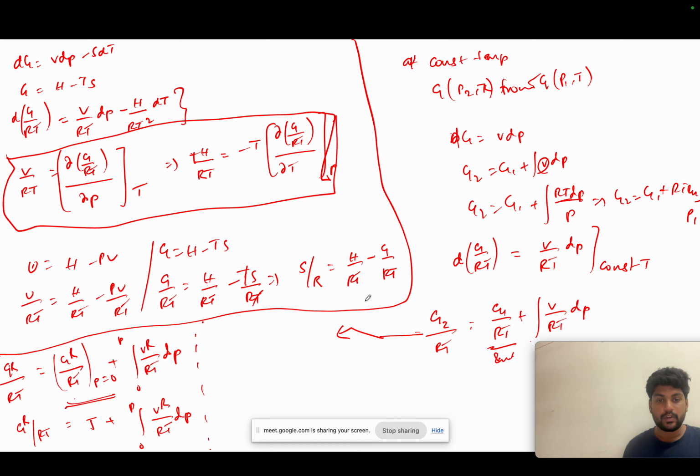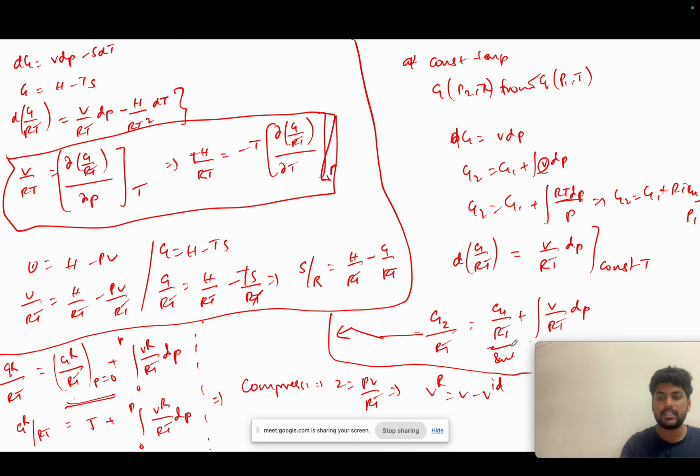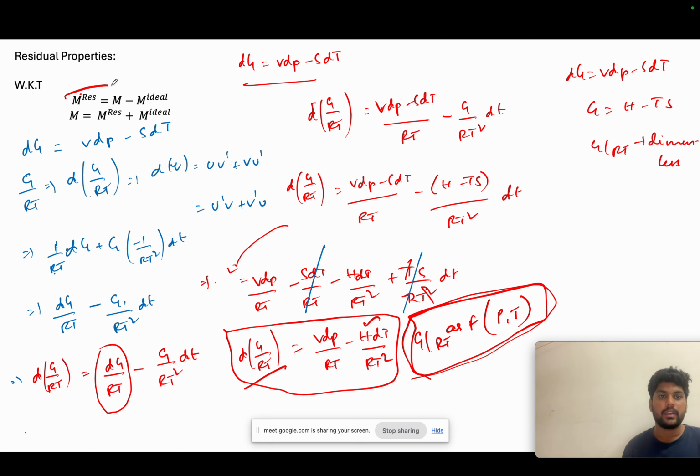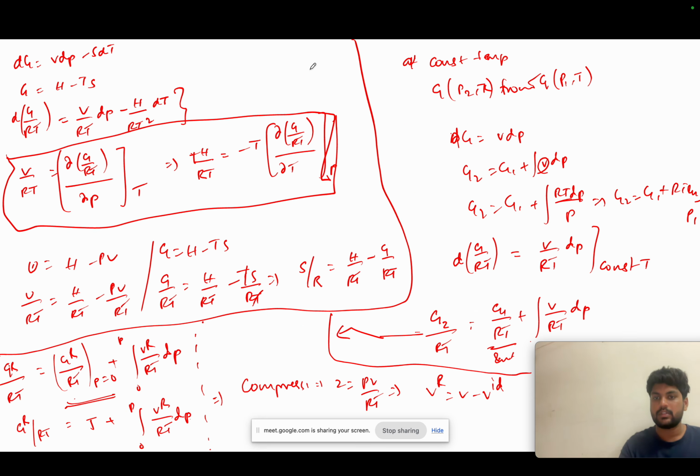Now I will take the compressibility factor equation, because here we have dP and V, which is not integrated, since there is no term for the integration. So I will make this another column. We all know that Z equal to PV by RT. We also know that VR equal to V minus V ideal, as I said initially, so VR equal to V minus V ideal. That's what I did here.